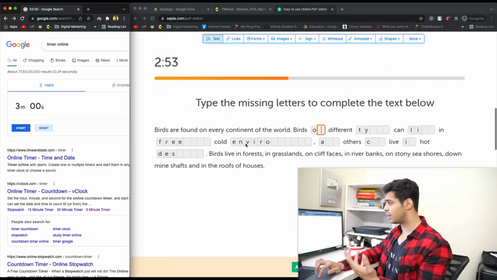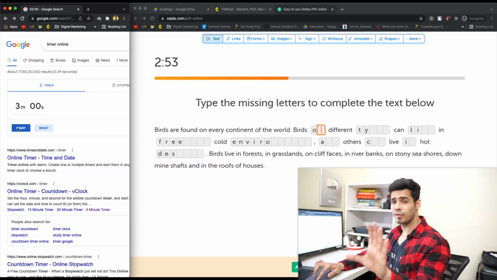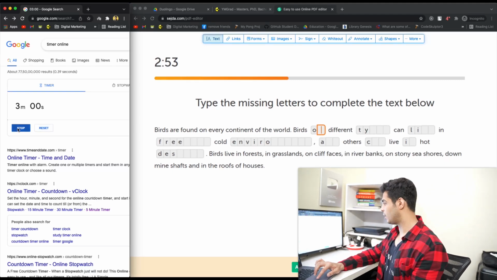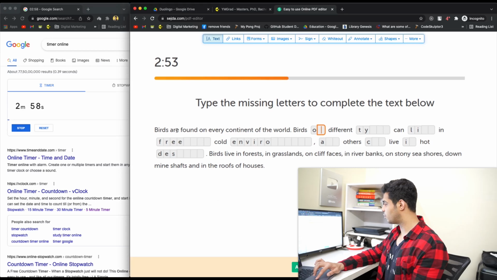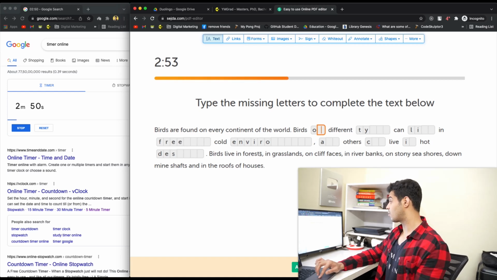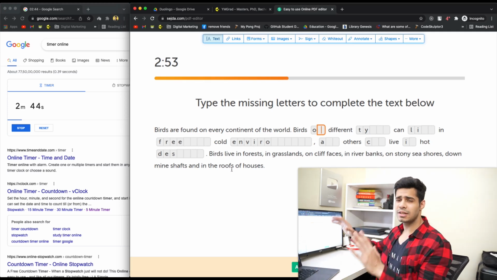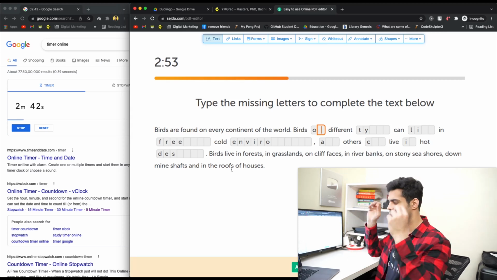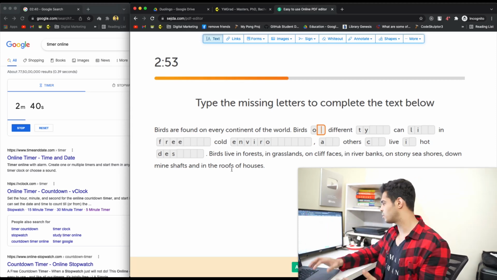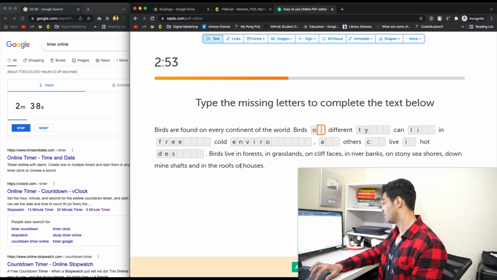This seems simple for 3 minutes. Again, I'll start it now, but hopefully you've already done it by now. Okay, great. So birds are found on every continent of the world. Birds different, okay, cold. Others live hot, okay. Birds live in forests, grasslands, cliff faces, riverbanks, on the stony seashores, down mine shafts, and in roofs. So basically, they're talking about all kinds of birds and how diverse the conditions they can live in are. Pretty sure, right?